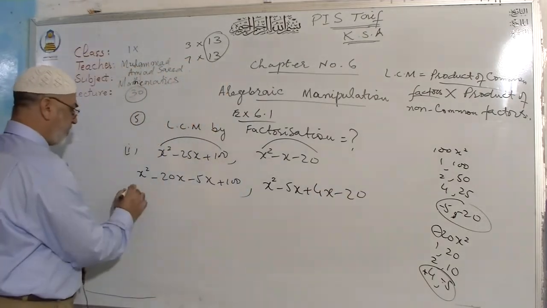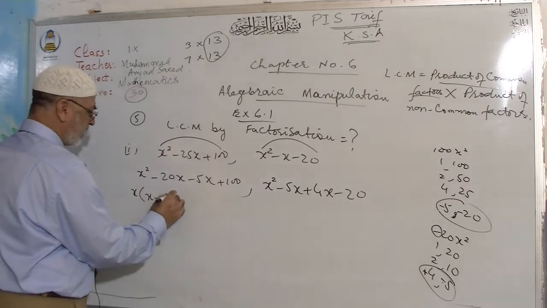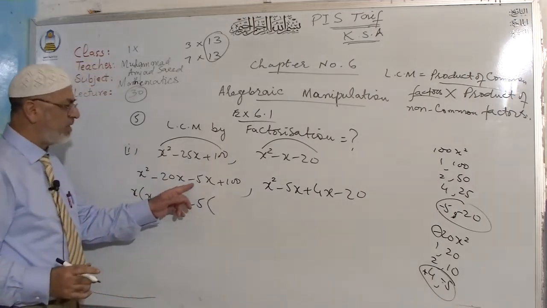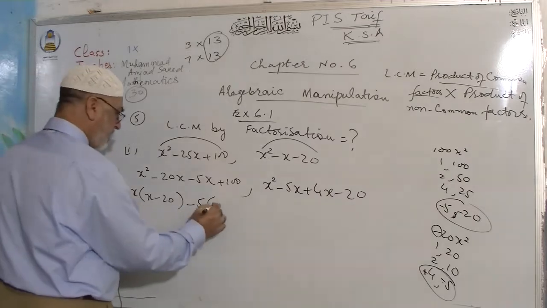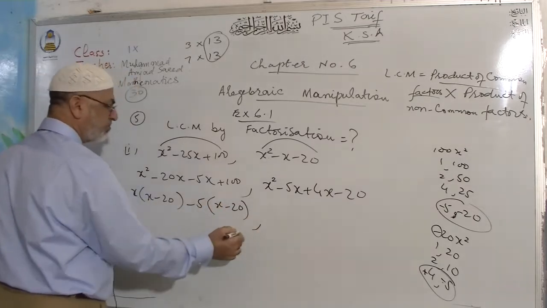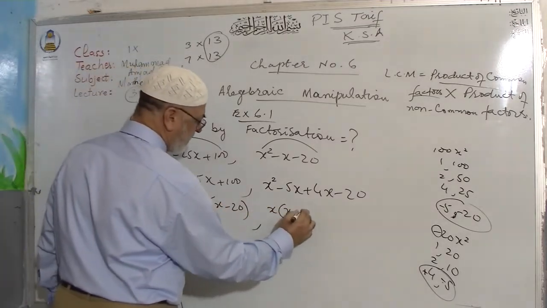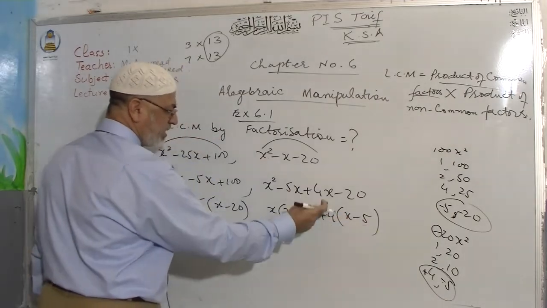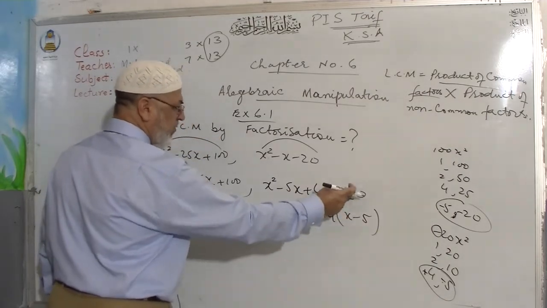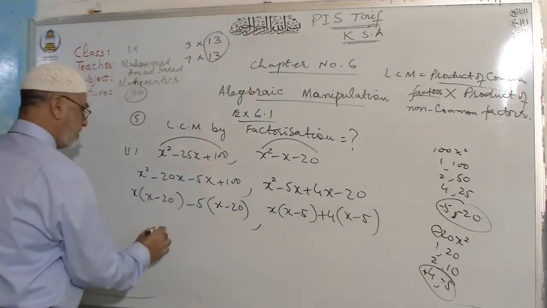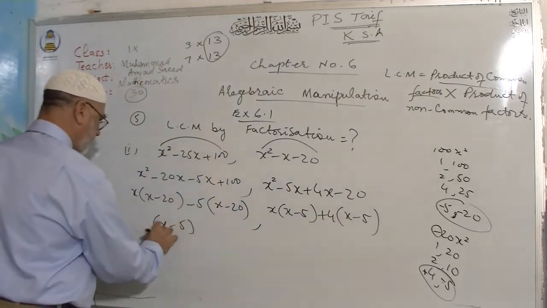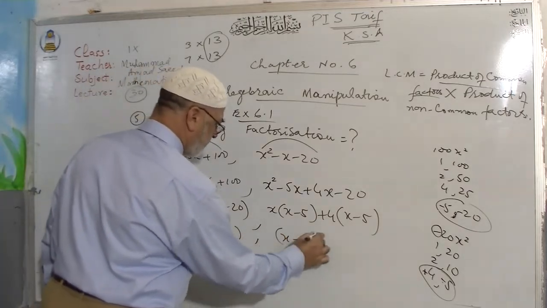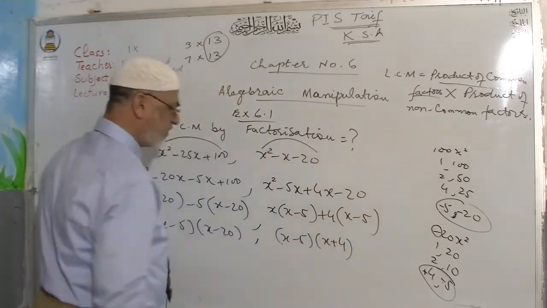Take x common from the first two: x into x minus 5. Minus 5 common means inside sign will change. It will be x minus 5. x common, x minus 5 plus 4 common, x minus 5. 4x divided by 4 you get x, 20 divided by 4 you get 5. x minus 5, x minus 20. x minus 5, x plus 4.